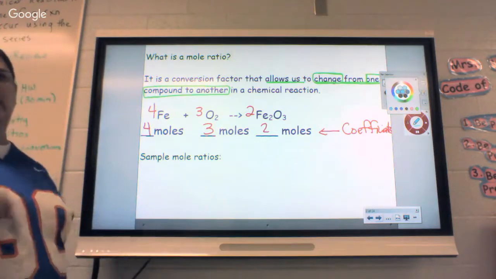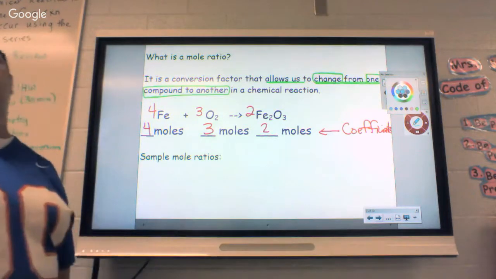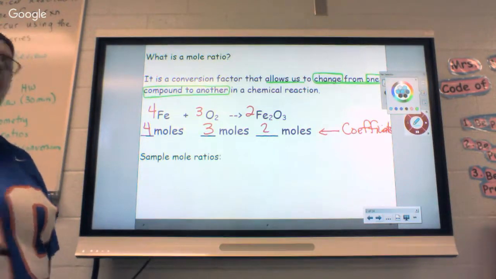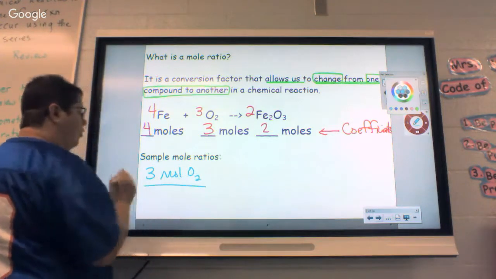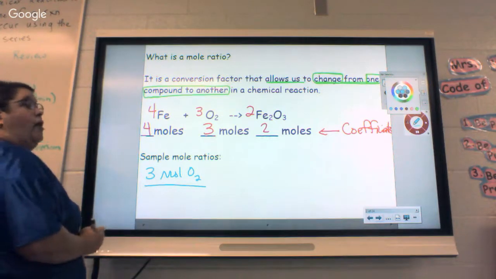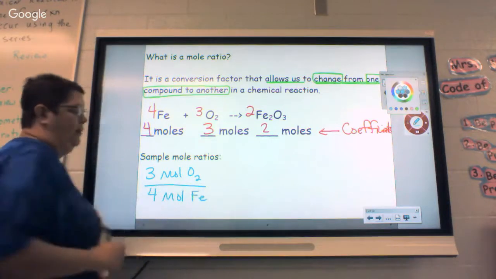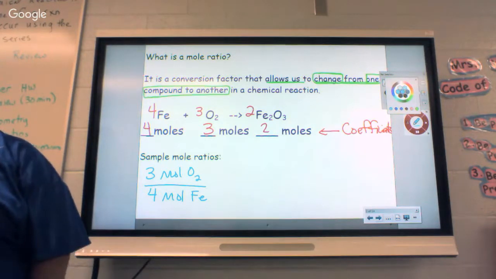So if I call on Jordan and say, give me one of those items out of the reaction, which one do you want? Okay, how many moles of oxygen are there? So we would write 3 moles of oxygen over, Queen, give me something you like other than oxygen out of the reaction. Okay, how many moles of iron are there? 4 moles of iron. That is a mole ratio. Okay, Priscilla, give me something you like out of the reaction. Any of the 3.